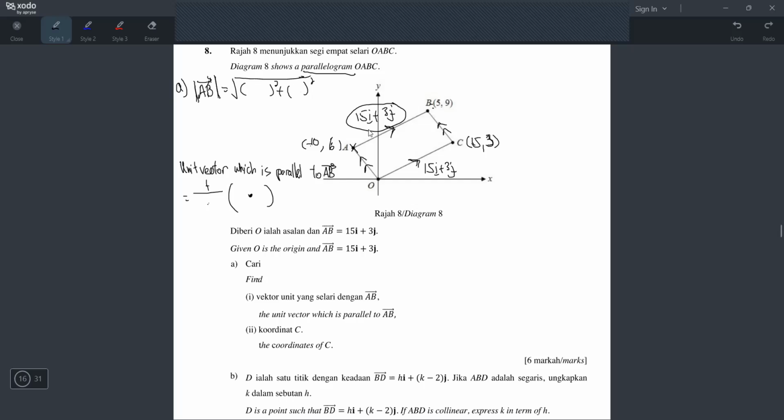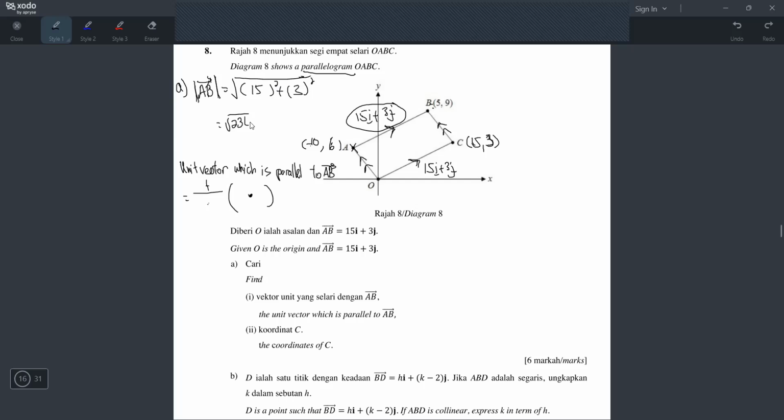Because you are using Pythagoras theorem, so of course you have to take the I punya kotak, J punya kotak, and then do Pythagoras theorem, right? So what is the coefficient of I and J for vector AB? It will be 15 and 3, right? So now let's press 15 square plus 3 square. Okay, I get 234. So square root 234.